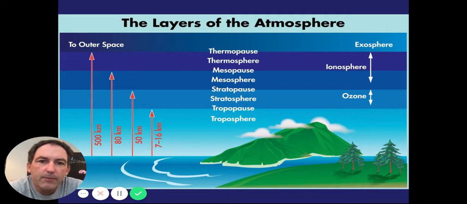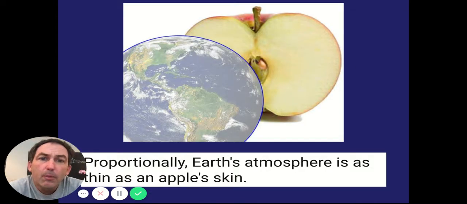So several layers to the atmosphere. You have the troposphere, stratosphere, mesosphere, thermosphere, and then the highest level of the atmosphere is the exosphere, which transitions into space. Proportionally, the atmosphere on Earth is as thin as the skin of an apple. So if Earth was the same size as an apple, our atmosphere would be as thick as the skin of an apple. So our atmosphere is very thin relative to the total volume of the Earth itself.